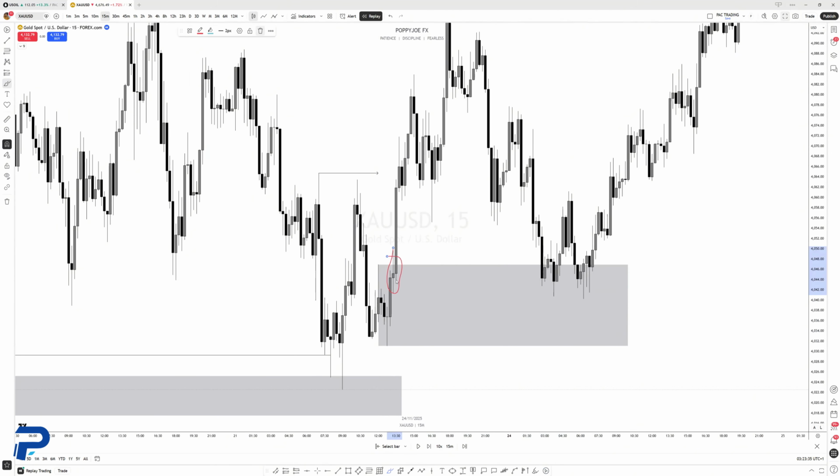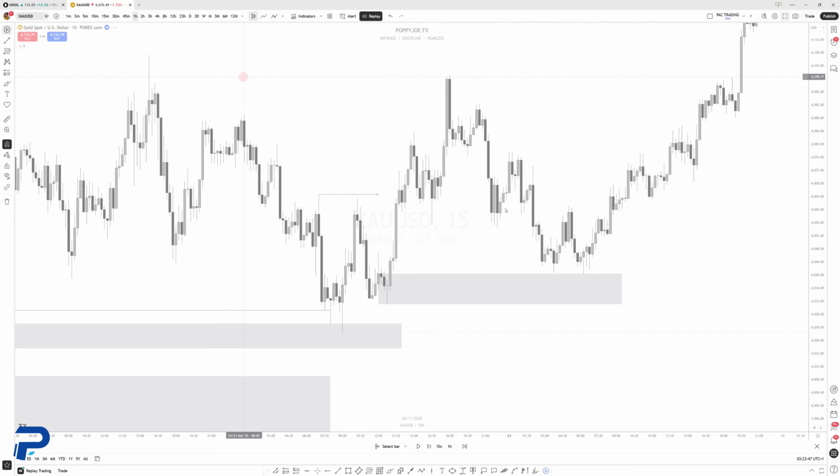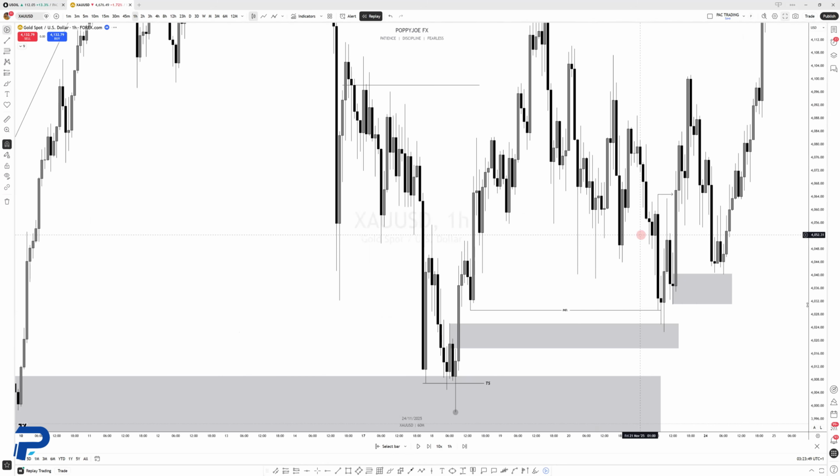That's why the level here will not be used. The remaining level here is what would have been used, and price came back there to buy. So it's as simple as that. This is one of the ways you can refine your POI also. And I believe this information is going to go a very long way in giving you clarity.